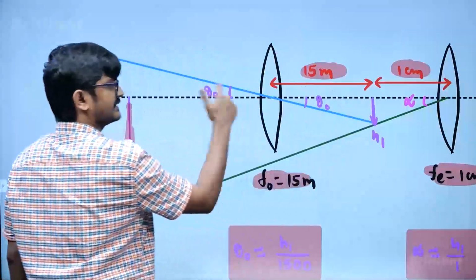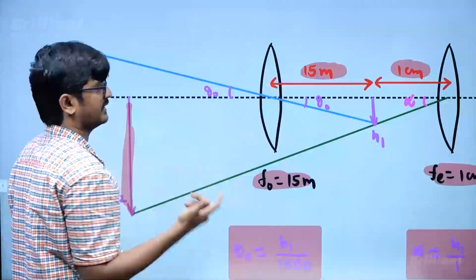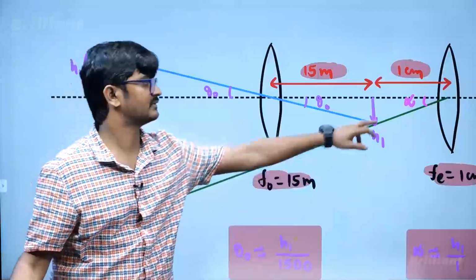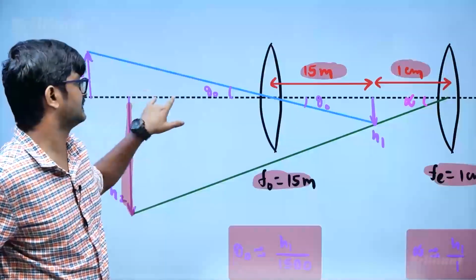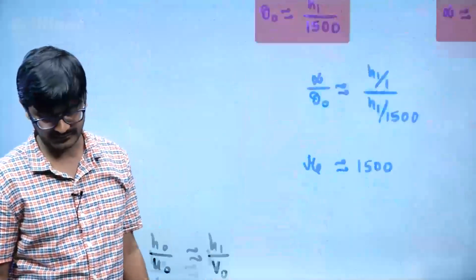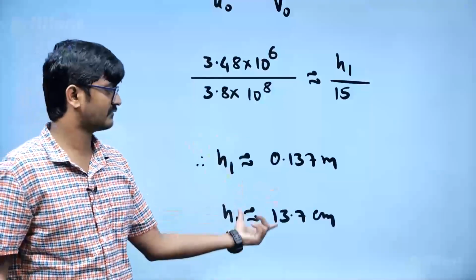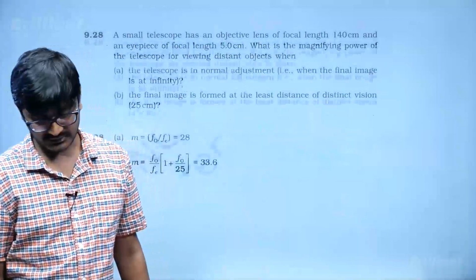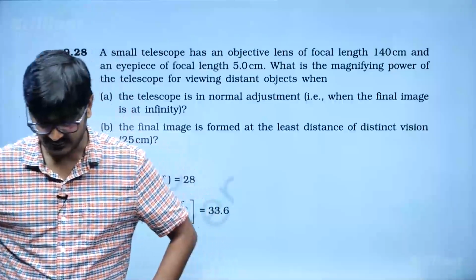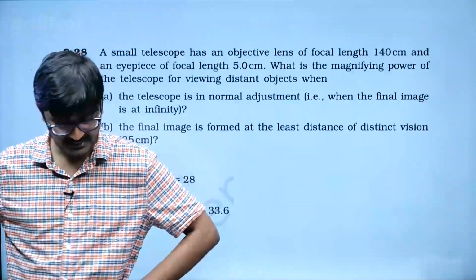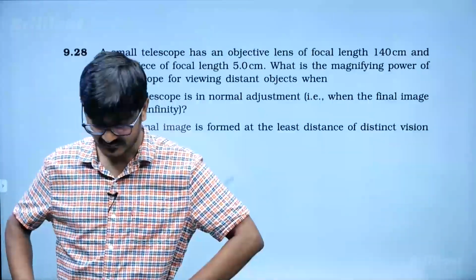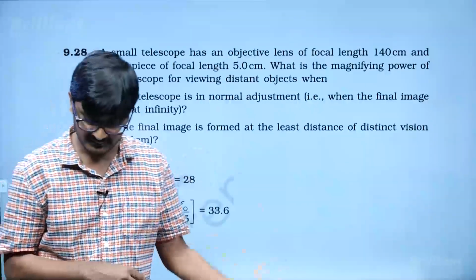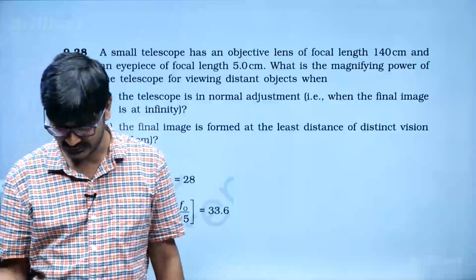You can use either theta naught, or you can use the similar triangles property, and you can get it, right? So this distance by this distance is equal to this distance by this distance. When you do it, you will get the height of the image formed by the objective lens. Going to the next question: a small telescope has an objective lens of focal length 140 centimeters and an eyepiece of 5 centimeters. What is the magnifying power? Normal adjustment and near point adjustment are both there, so we'll see both of them.